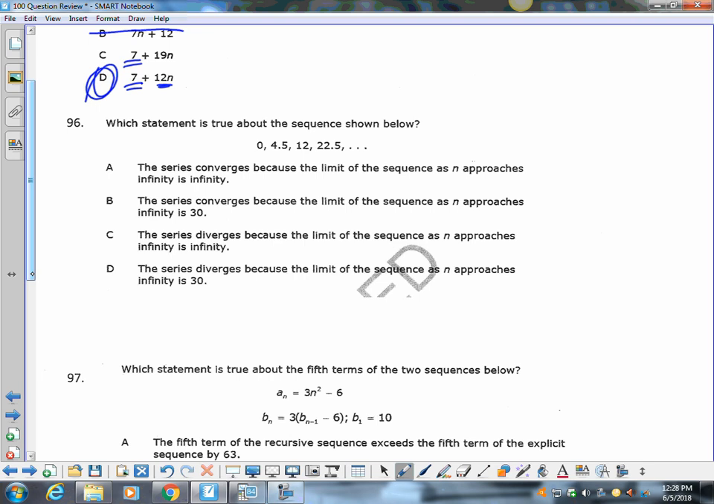This one gets bigger and bigger and bigger, so it definitely does not converge. So these are out. The series diverges because the limit of the sequence as n approaches infinity is infinity. The series diverges because the limit, okay, you can't diverge to 30. You can only diverge to infinity. If you're going to 30, then you're converging. So it can't be him. And again, honestly, that's just testing your vocabulary.